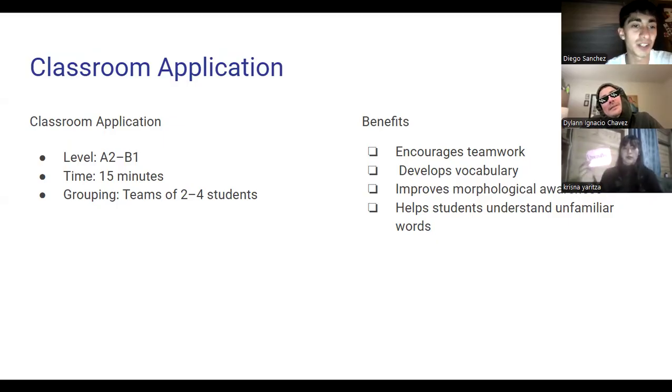So that is our activity plan for teaching, in this case, morphology, and I believe it's suitable. What do you think? I do like the idea.